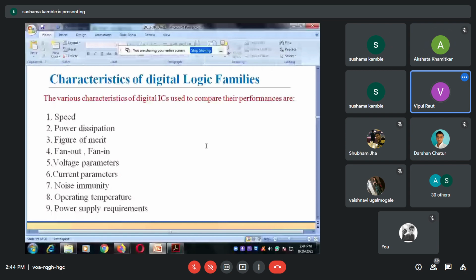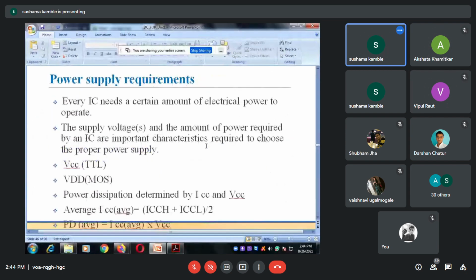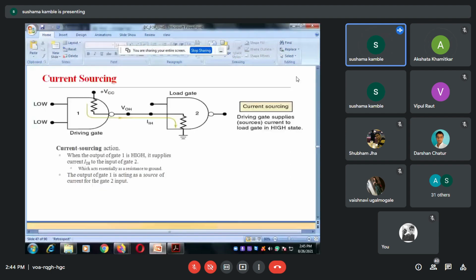Let us discuss the next point from your syllabus. We have also seen data specifications, how the VOH, VIH, and all the values are provided for a particular IC by the particular manufacturer. While designing any circuit to work properly, you have to consider all these values. Next, there is the point of sourcing and sinking. What do you mean by current sourcing?